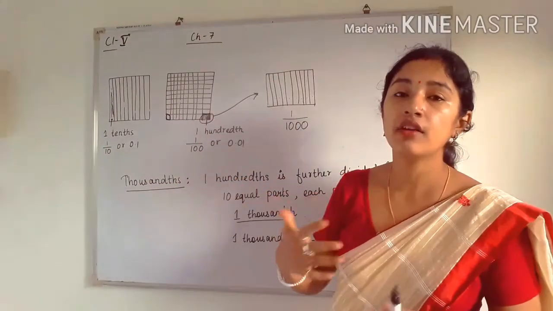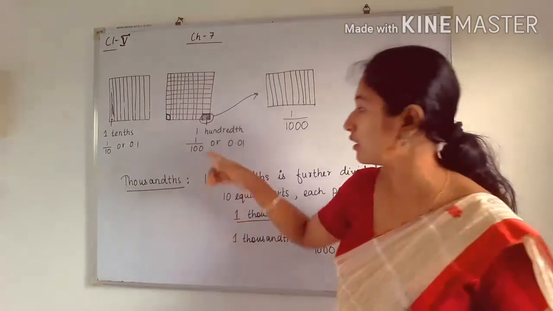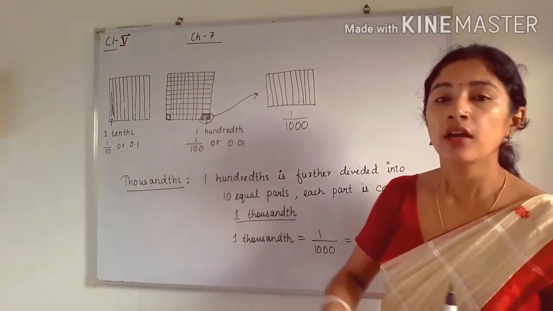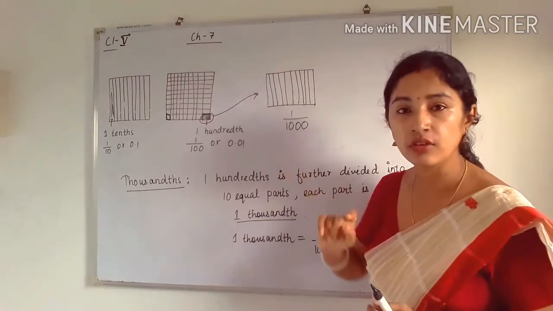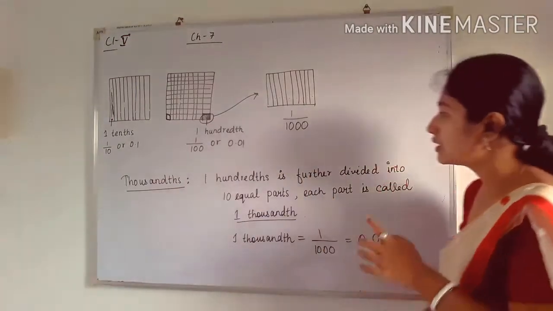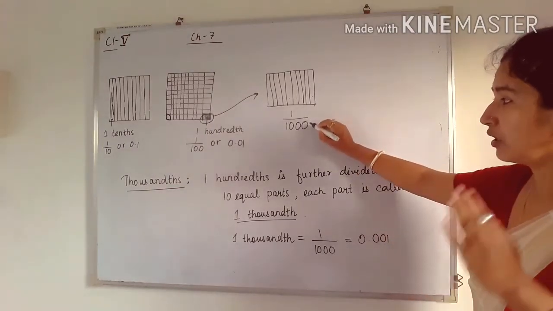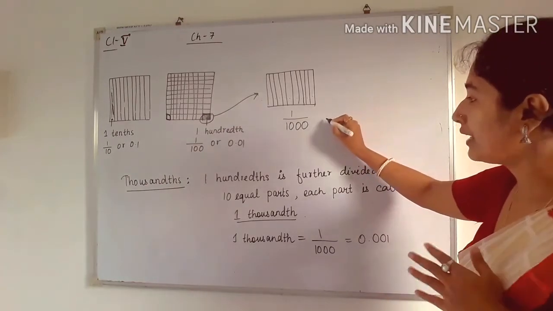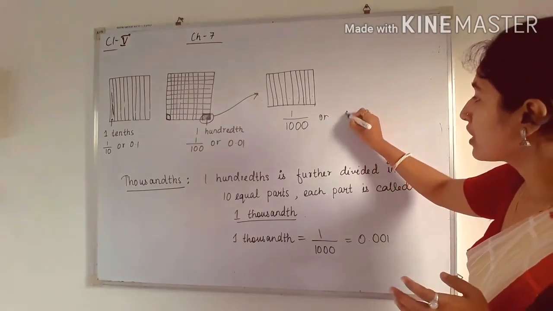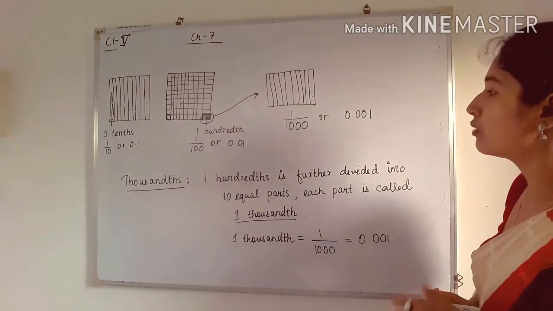Again we divided 100 into 10 equal parts. So in the denominator there will again be multiplication by 10. What will it become? 1000, that is 1/1000. This is the fractional representation. How to write it in decimal number? 0.001. So you can see what is happening.